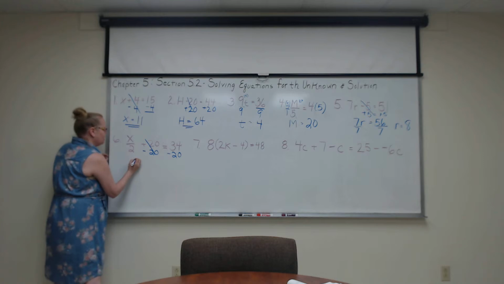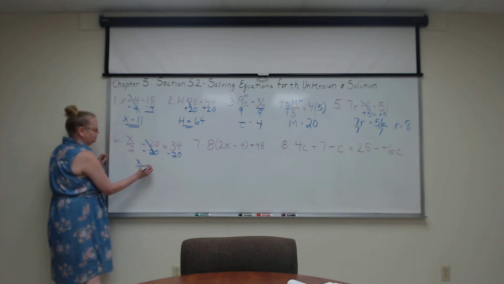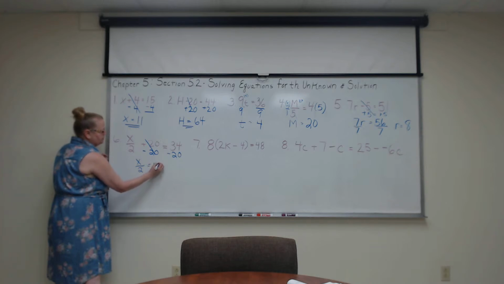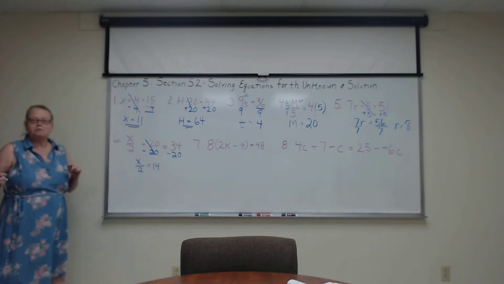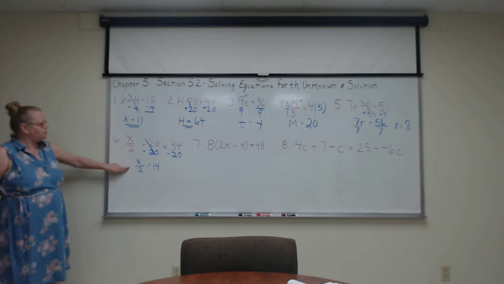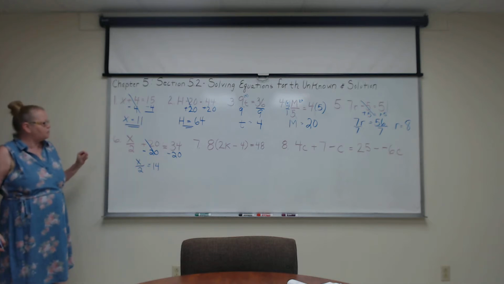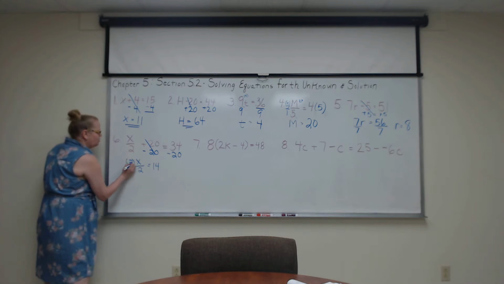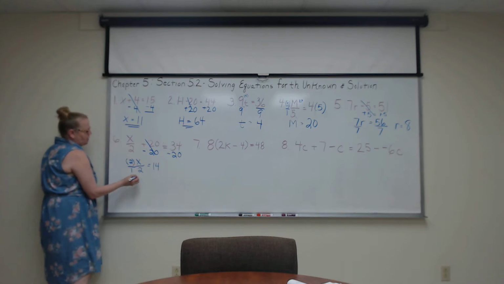That's going to cancel out. We get our x over 2 equals 34 minus 20 gives us 14. Okay? But again, we're still not done. This problem now looks like number 4. So we're going to multiply our 2 times 1.